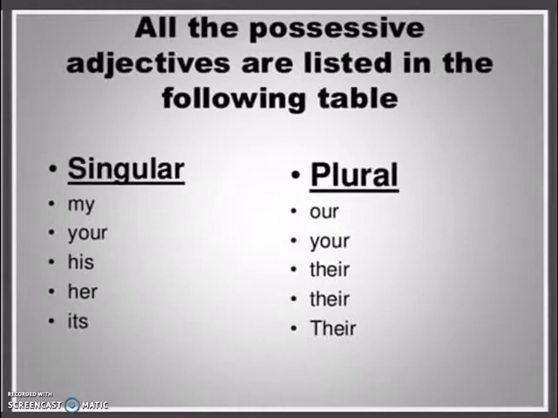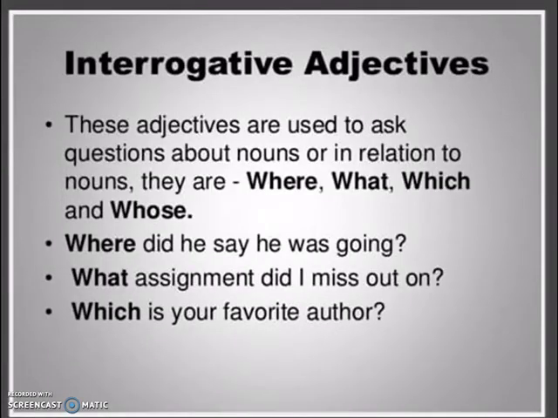The last kind of adjective is interrogative adjectives. These adjectives are used to ask questions about nouns or in relation to nouns. They are where, what, which, and whose. Where did he say he was going? Which is your favorite author?